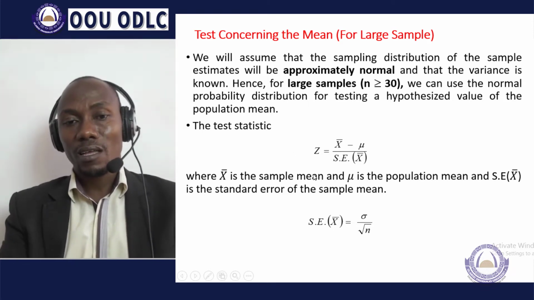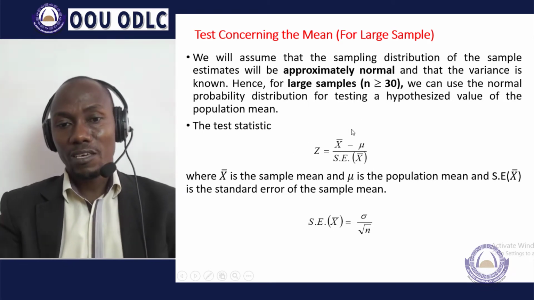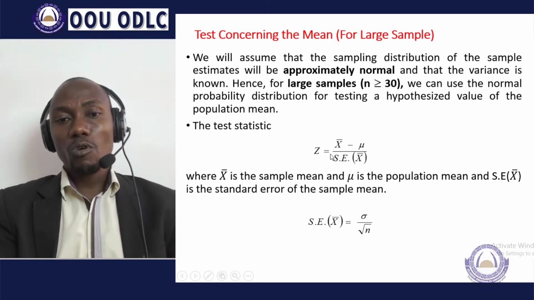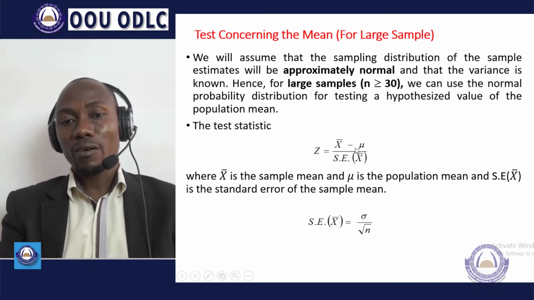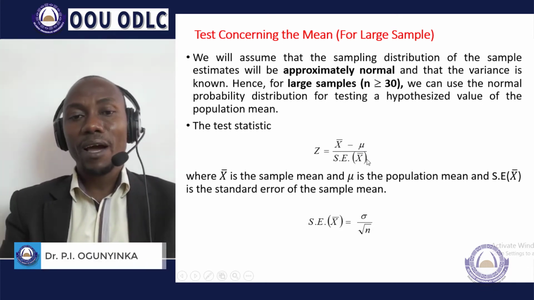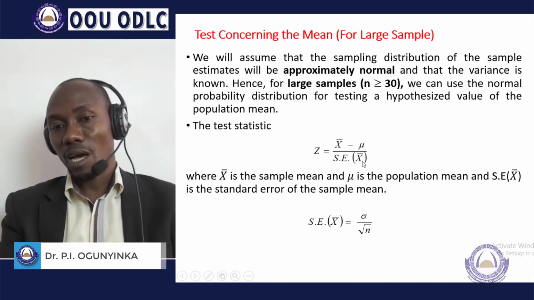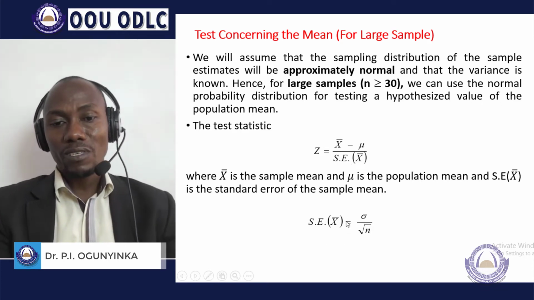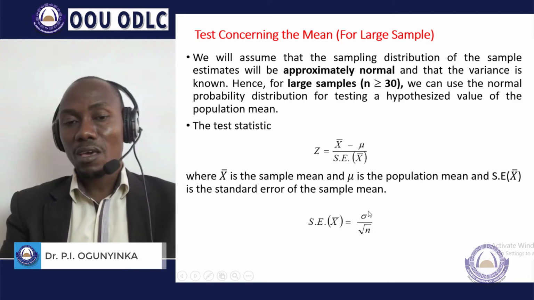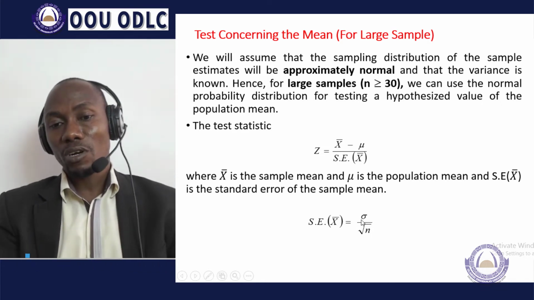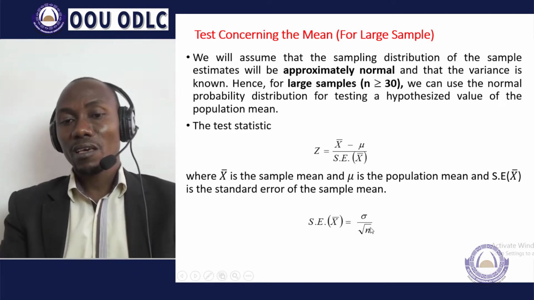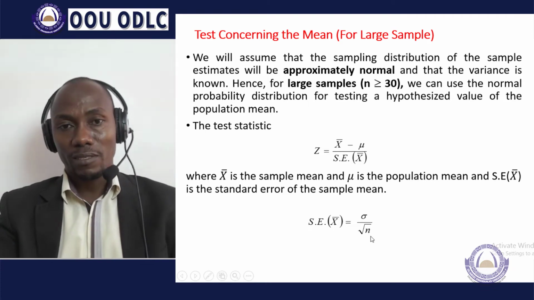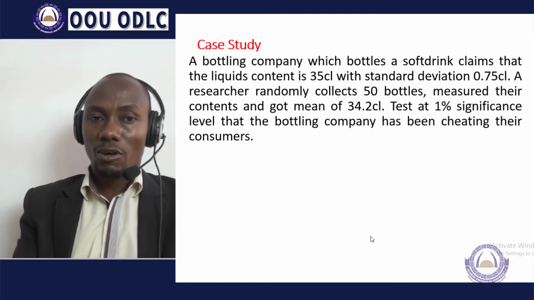This statistic is presented here. Z equals the sample mean minus the population mean divided by the standard error of the sample mean, where the standard error of the sample mean equals the population standard deviation divided by the square root of the sample size. We take a case study.